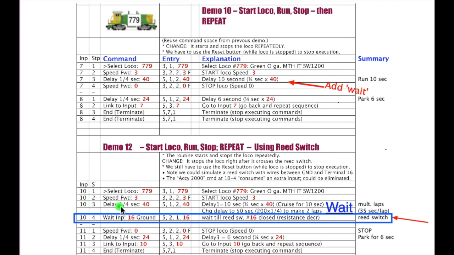It's the same as before. We start the loco up, we delay for a certain amount of time while it runs. Now we have the statement, in this case called wait until input 16 is ground. Input 16 could be connected to a reed switch or the relay of a Z-stuff detector or Azatrax detector or some other detector or electric eye. When the train crosses over that reed switch, this will go to ground, and then the routine will proceed to the next step and set the speed to 0, delay for a certain amount of time, and then link back to the top and repeat.